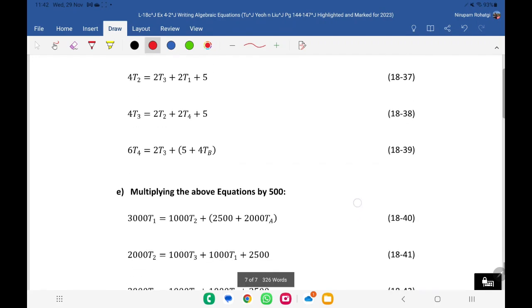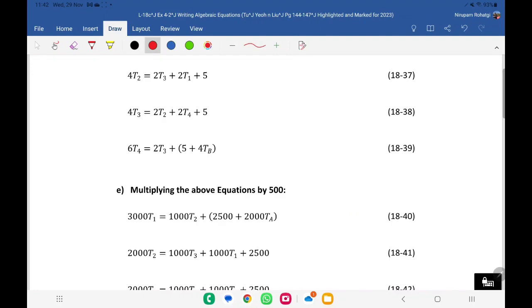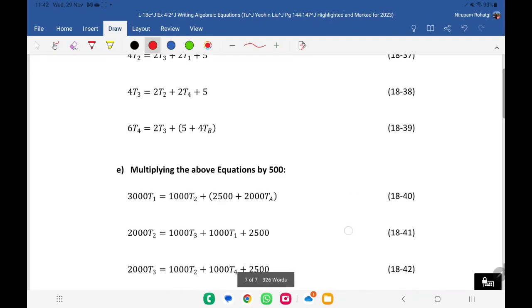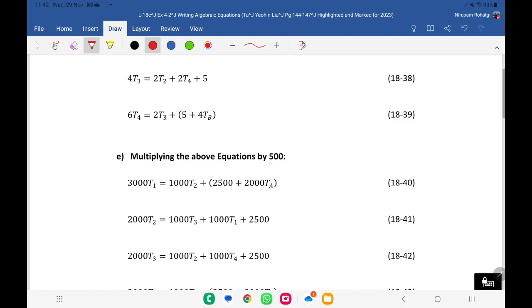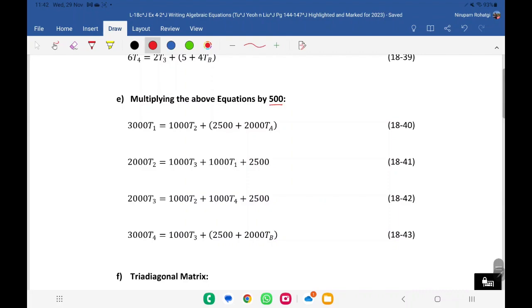Now, in the book from where I have taken the example, he has actually multiplied all these equations by 500. For some reason, he has not simplified it to the next level. So you will get these equations. There is no difference between the two. Only thing is, if you refer to the notes, you will get these equations.